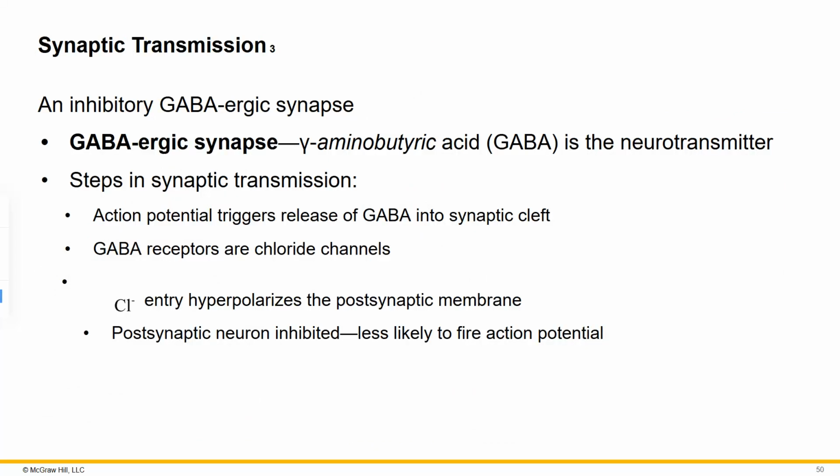An inhibitory GABAergic synapse: gamma-aminobutyric acid is the neurotransmitter. Steps in synaptic transmission: an action potential releases GABA. GABA receptors are chloride channels. Chloride entry hyperpolarizes the postsynaptic membrane, and the postsynaptic neuron is inhibited, less likely to fire an action potential.